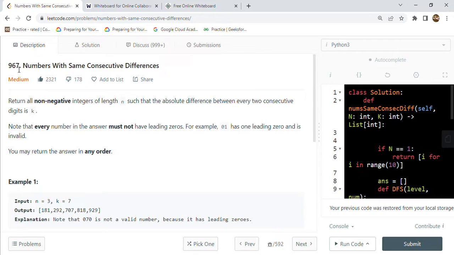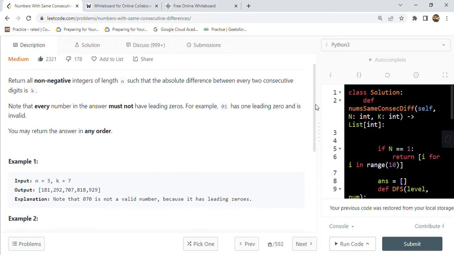Today we will solve problem number 967 from LeetCode, that is Numbers With Same Consecutive Differences. It's a medium level problem. Let's check out the problem.